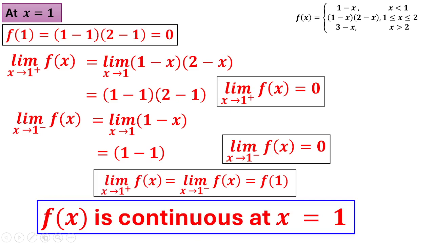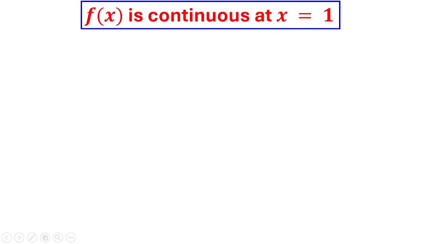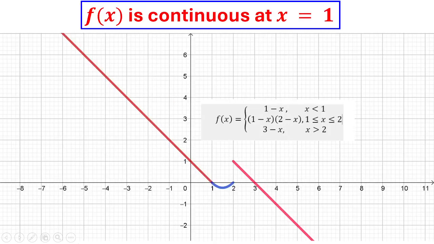But be careful while you are taking the right limit. For right limit, x should be greater than 1. For left limit, x is less than 1. Accordingly, you have to select the function from the given function. Now let us see the graph of it. We are seeing that at x is equal to 1, it is continuous. We are seeing that it is continuously going over there.